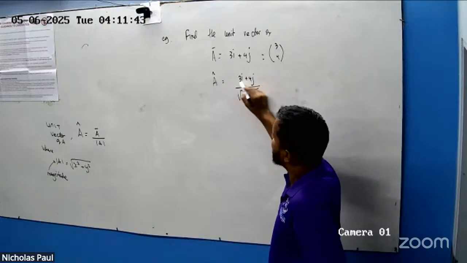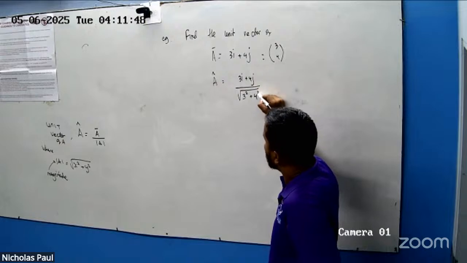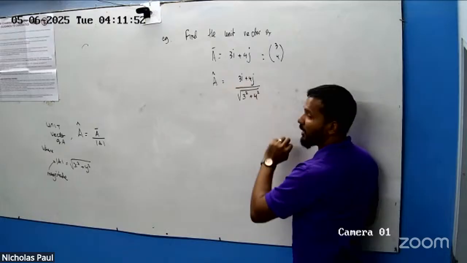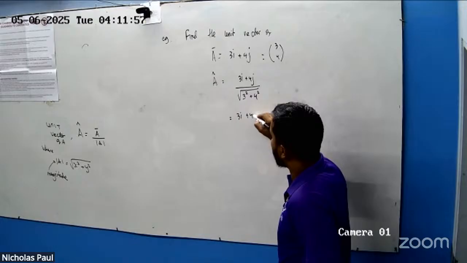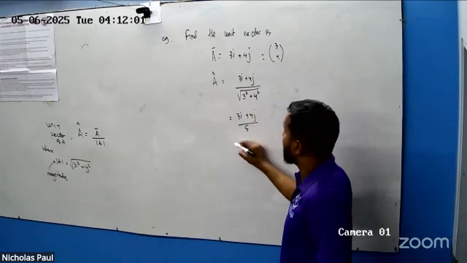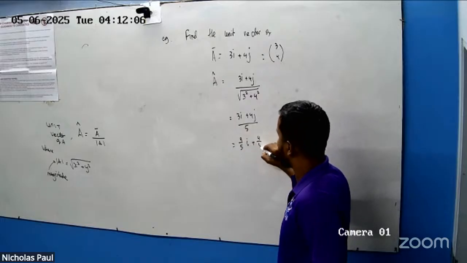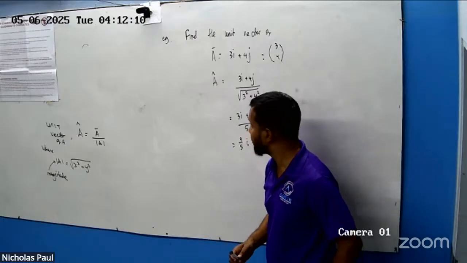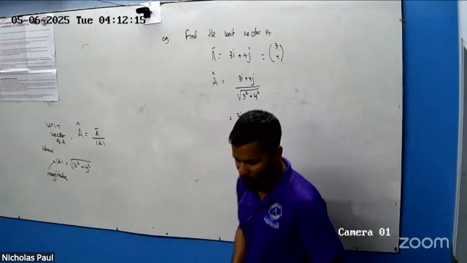So the magnitude of this is the square root of 3 squared plus 4 squared. That's okay? X value squared plus Y value squared. Go in a calculator, work it out, and you should get 5. So you can write it like this: 3/5 i plus 4/5 j. Copy it down. Any questions online?